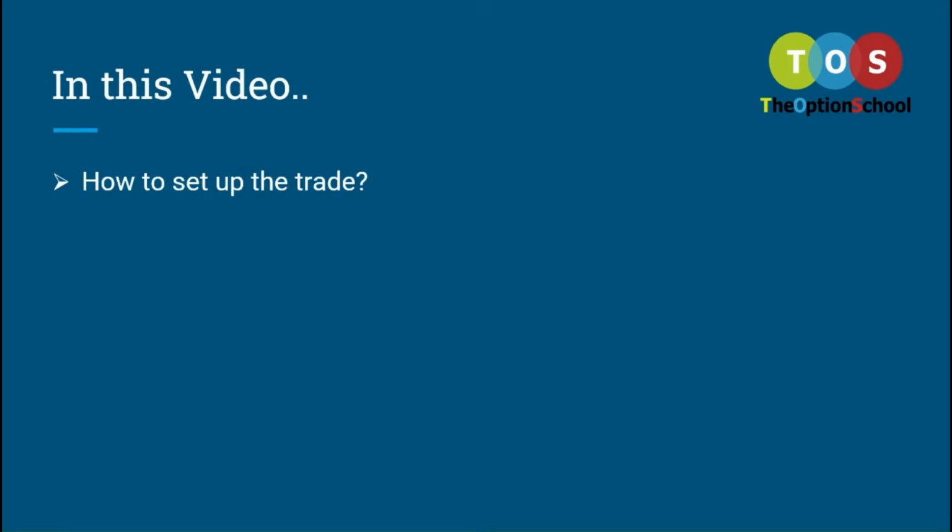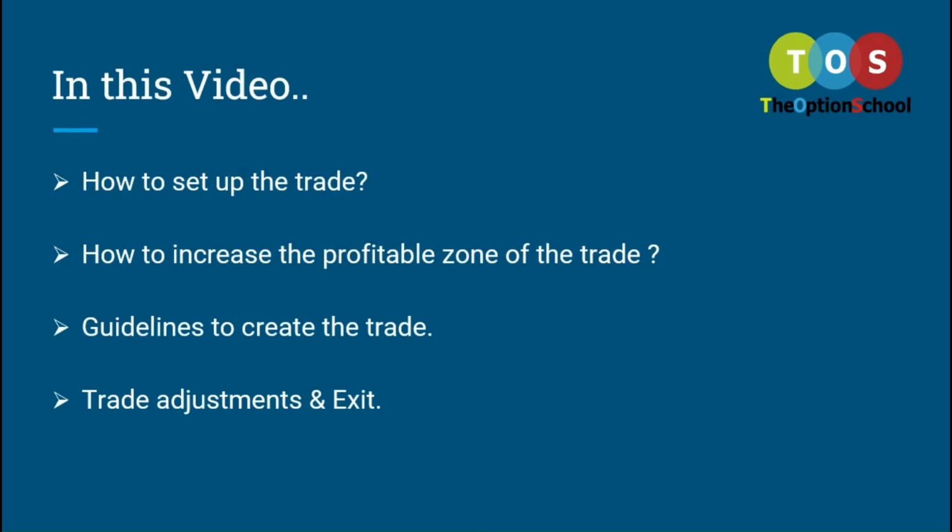In this video, we will be talking about how to choose the trade, how to increase the width of the profitable area, a few rules and guiding principles for setting up the trade, when to adjust the trade, how to adjust the trade, and when to exit. All those things are really important. And then we will see one backtesting also, a complete backtesting, wherein we see whether we are able to fulfill our targets or not.